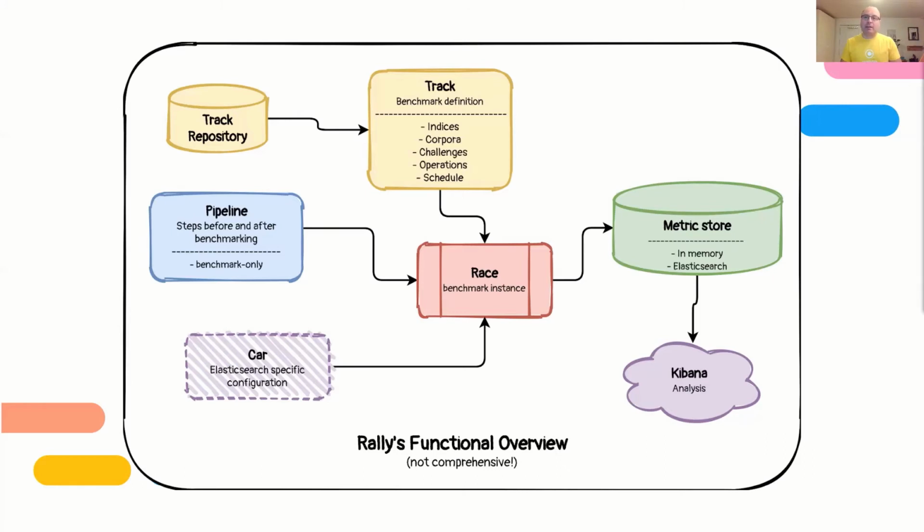There is something else called a car, which is a specific configuration for your Elasticsearch nodes. Like it allows you to define things like the memory size, the heap size, for example. I will not cover this because in this case, we're going to benchmark an existing cluster, which is assumed to be like production.